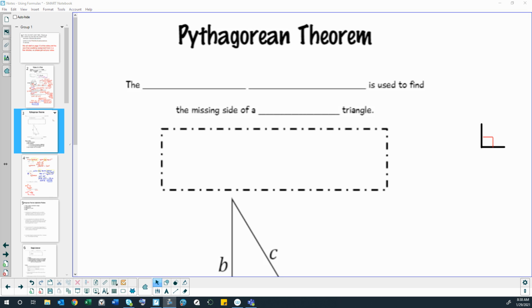Pythagorean theorem. This is page 11 and 12 of our Using Formulas note packets. Okay, so the Pythagorean theorem is named for a man named Pythagoras. I think we learned a little bit about him when we watched Donald Duck in Mathmagicland. So, the Pythagorean theorem is used to find the missing side of a right triangle.